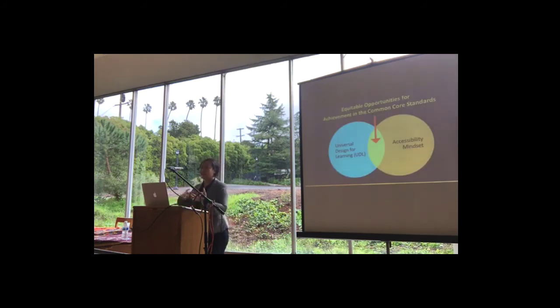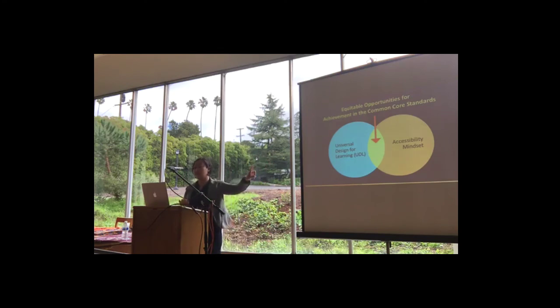Okay, so kind of rounding the final stretch of the presentation, the idea here, sort of my personal agenda, is to look at all the work that's been done in universal design for learning. So this is sort of the left circle of this Venn diagram. And do a more thorough and rigorous review of the research in the accessibility mindset, what accessibility means, and look at where that can intersect.